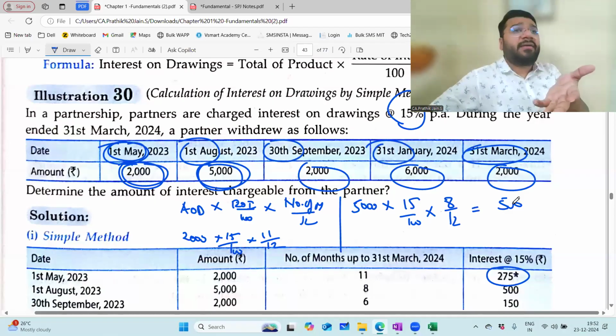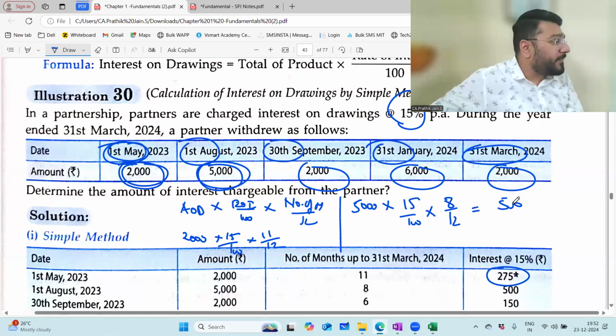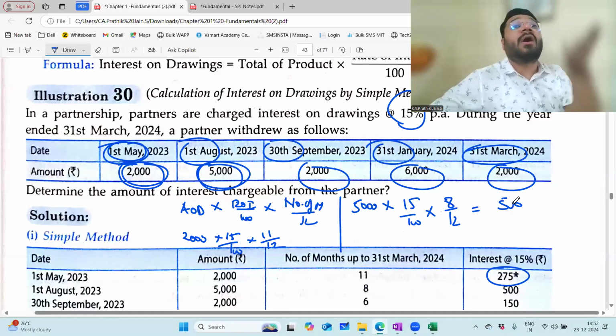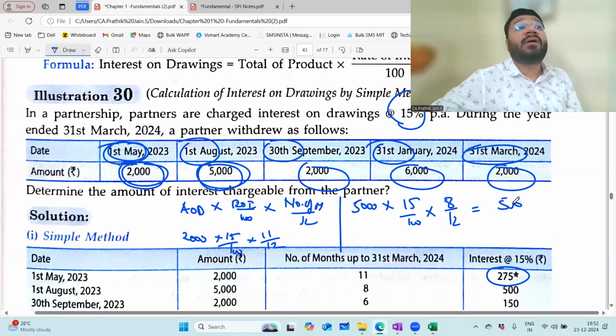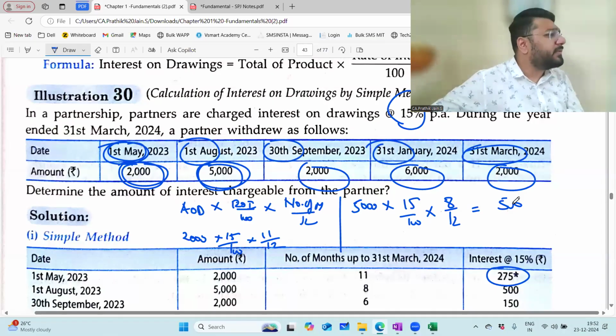This is the same way how you calculate the interest on capital, interest on debentures, and interest on loan by partner and loan to partner. Same method, simple method. Everyone knows this concept. This is the simple method.